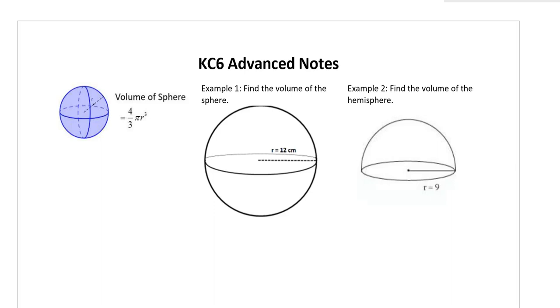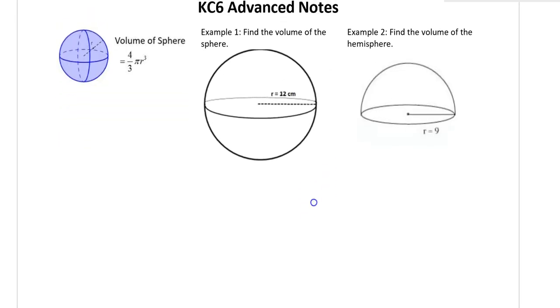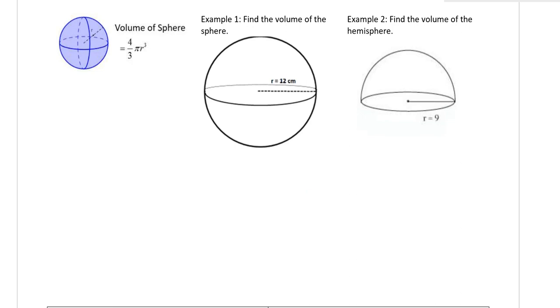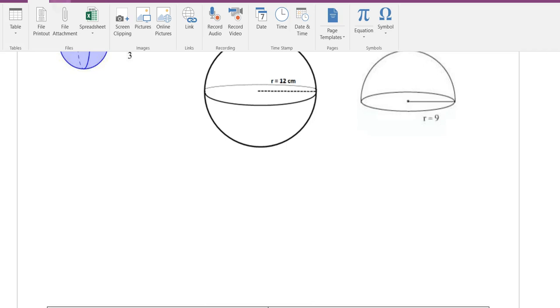All right, we're going to go a little more in depth with our KC6 notes here. We're going to go a little more in depth with volume so that we can do that advanced task on the test. All right, so the first thing we're going to look at is the volume of a sphere. The volume of a sphere is 4/3 pi r cubed. So this is just another volume formula that we can use.